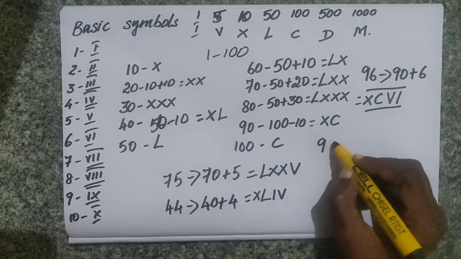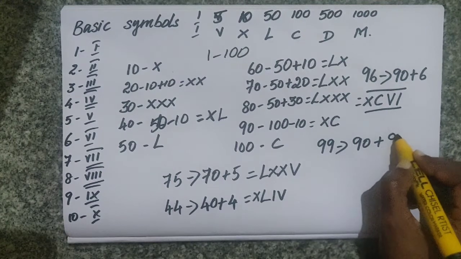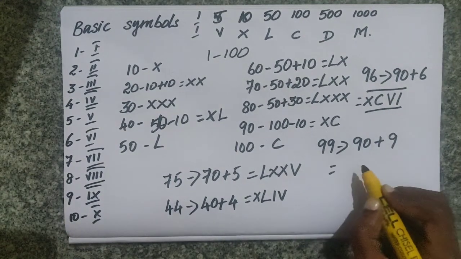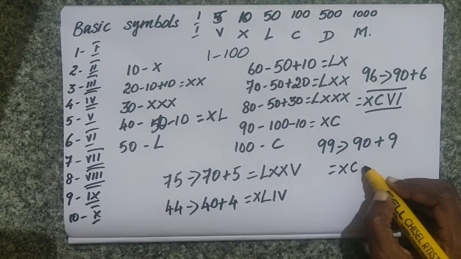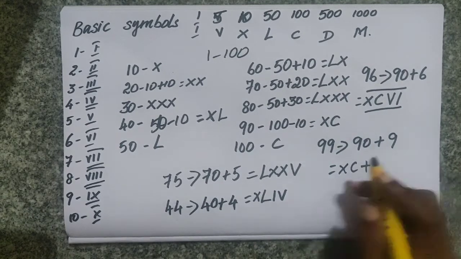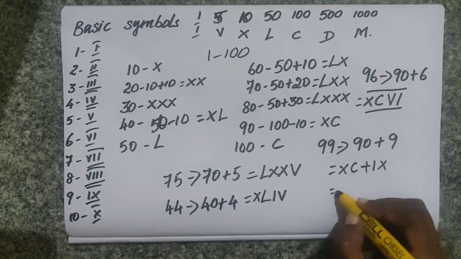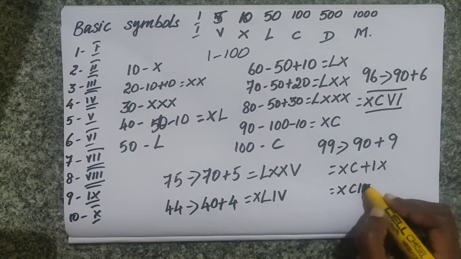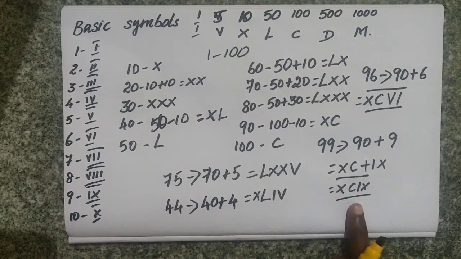Okay, now 99. How can we write 99? 90 plus 9. For 90 it is XC, and for 9 it is IX. So these two together we write as XC and IX. So this is the way we write 99.